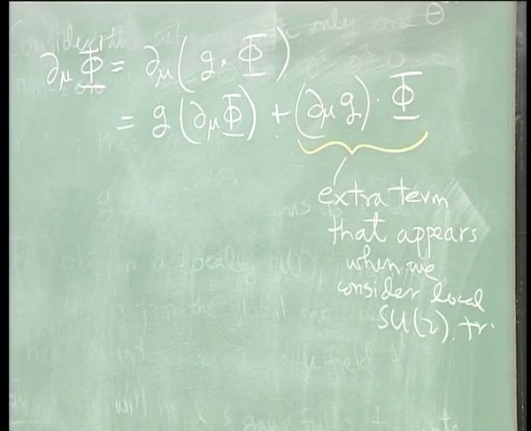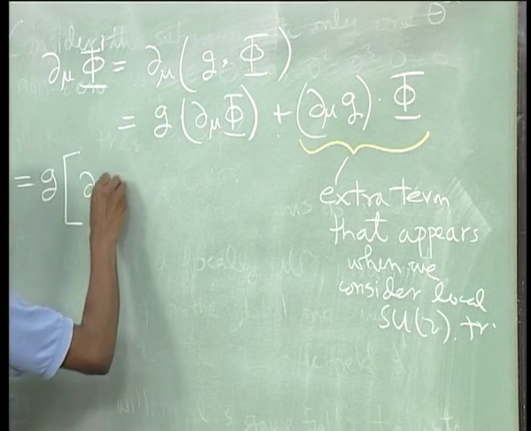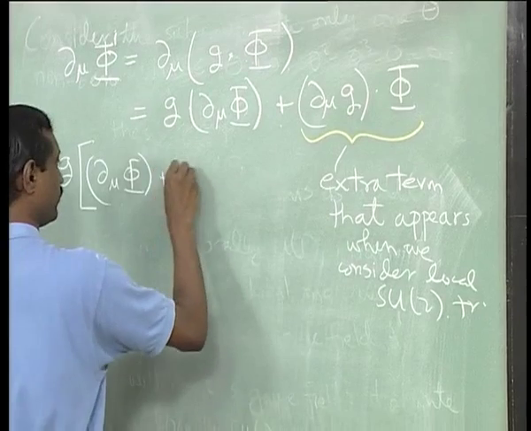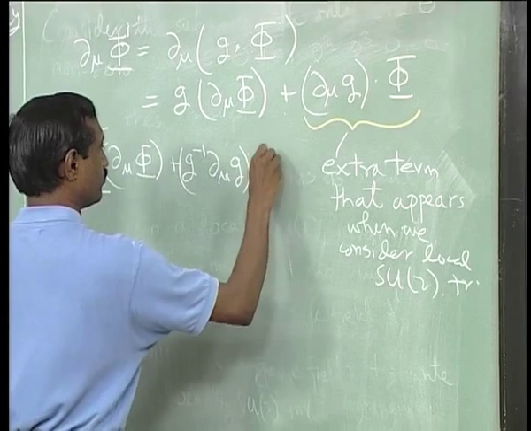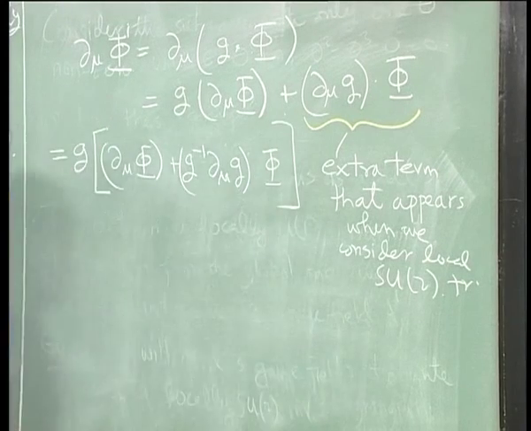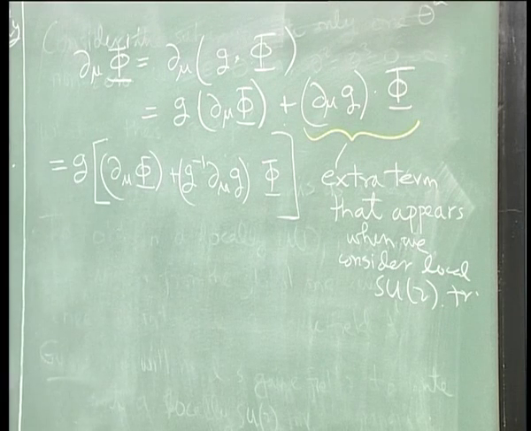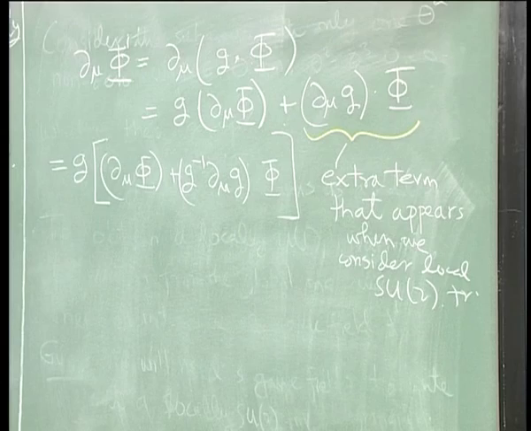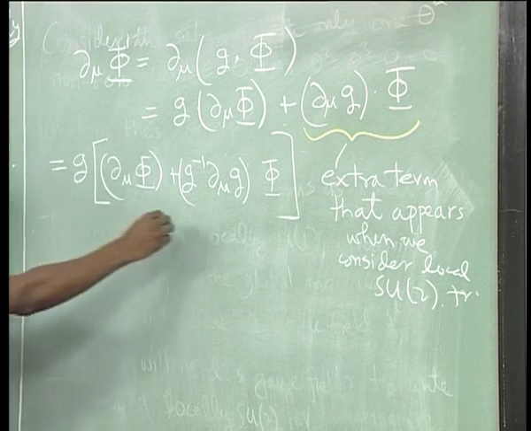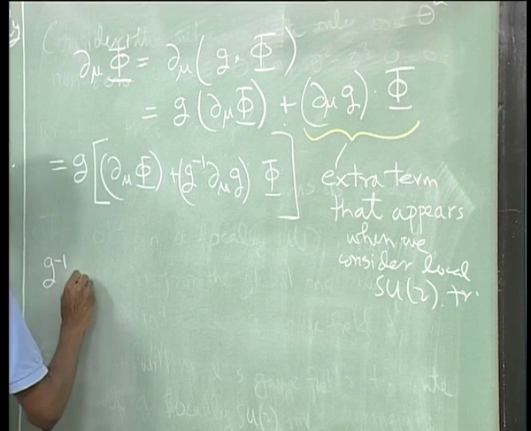Let me just do one thing. I will just pull out the G so that I can write out something. I have done nothing, I have just written a G G inverse. There is a reason for doing this, because I would like to study the structure of this object. What is this object? So, we need to understand this. So, consider G inverse d mu G.